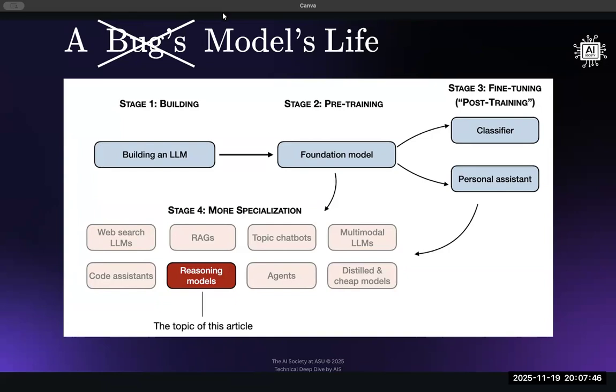I'm just building a language model. That's what everything is nowadays, I guess, and a foundation model, and then having it for some specific tasks as a classifier, as a personal assistant, a chatbot, whatever. And then the next thing is specialization. But mainly reinforcement learning comes in for reasoning models.